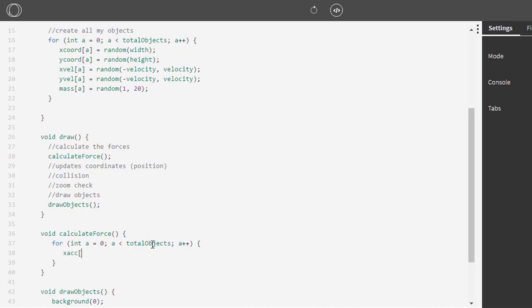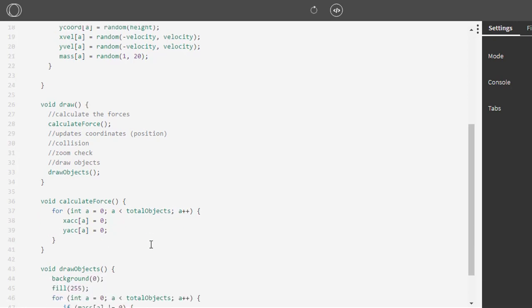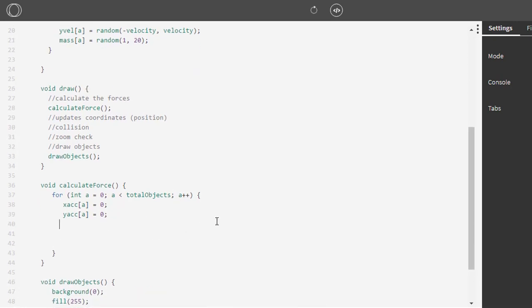So to begin with, I'm going to set all my accelerations to 0. So basically clear out accelerations, and then I'm going to recalculate these all. Now I need to actually go through all of the other objects and check to see what their force on this object is. So if I look at the 0 object, for example, I need to go through and figure out the force from the 1 object, the 2 object, the 3 object, and basically add those all up.